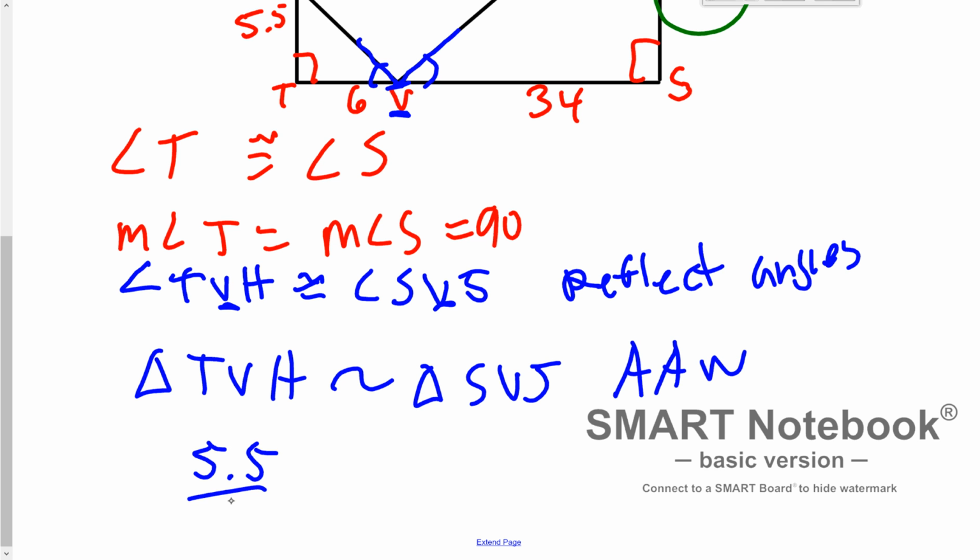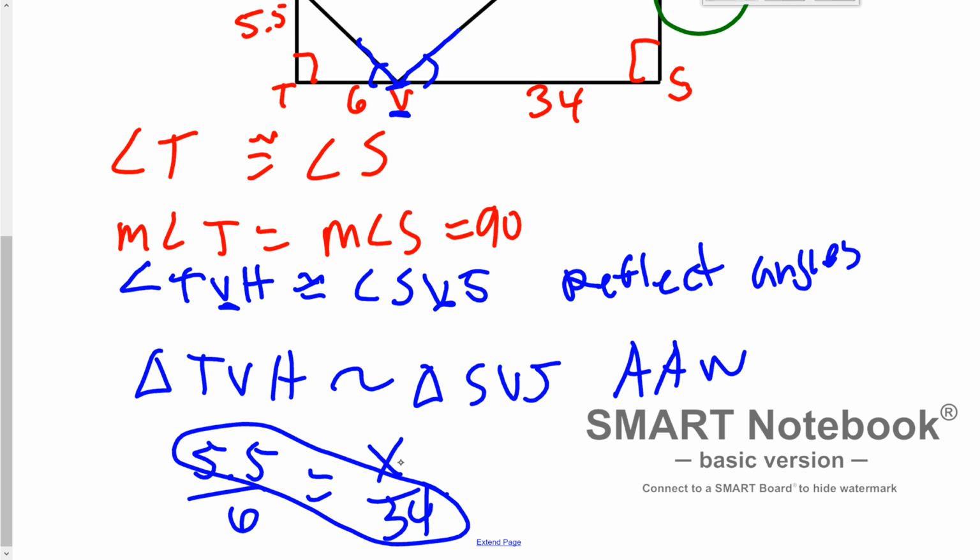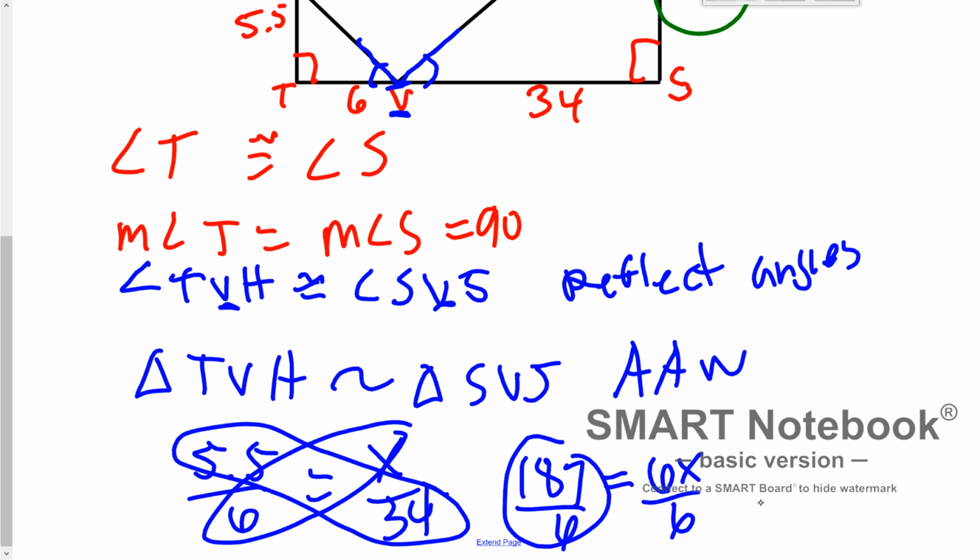5.5 over 6 is the same thing as x over 34, and now I can multiply these and go ahead and solve it. So I get 187 is equal to, multiply these, or I don't even have to multiply those, well, really, because I'm just going to divide by 6 anyways. So divide those, and I get x is equal to 31.2. Okay, so that's how you do that.